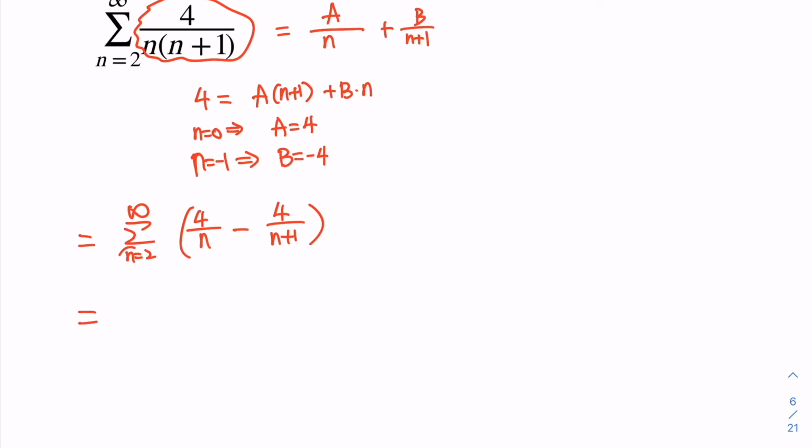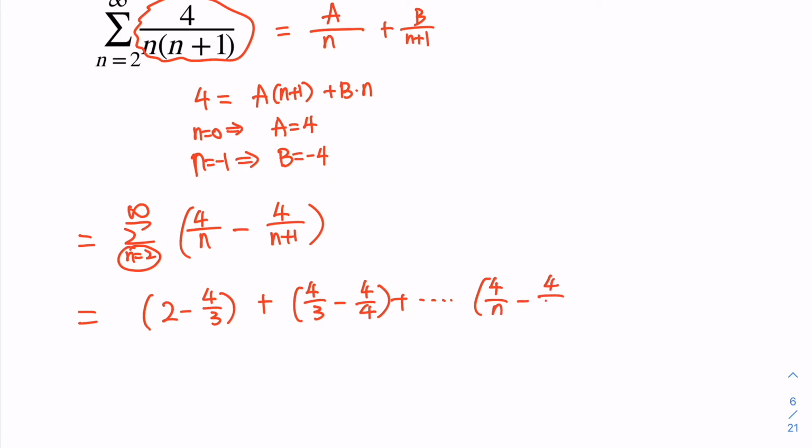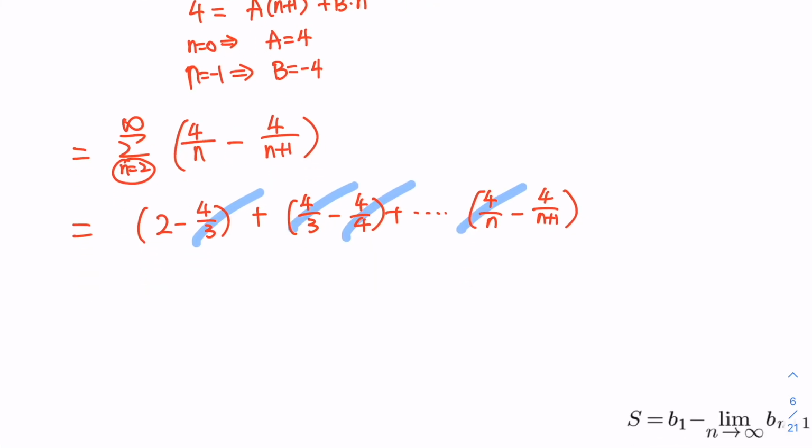So we start with n equals 2. We plug n equals 2 in. So this will give us 2 minus 4 over 3. n equals 3: 4 over 3 minus 4 over 4. Plus and so on. And you can see a lot of terms will be cancelled. The final answer will be 2 minus 4 over n plus 1. So as n goes to infinity, 2 minus 4 over n plus 1 goes to the number 2. So the series converges.